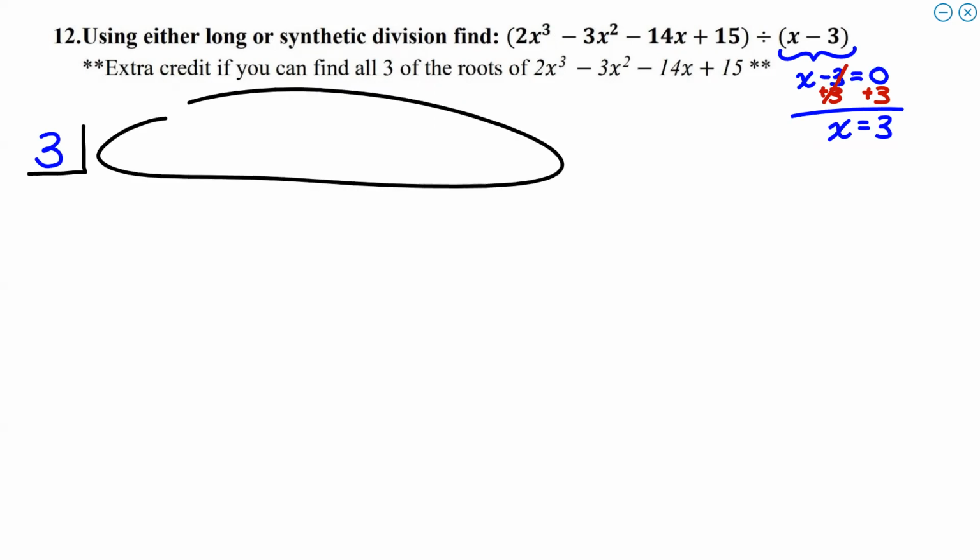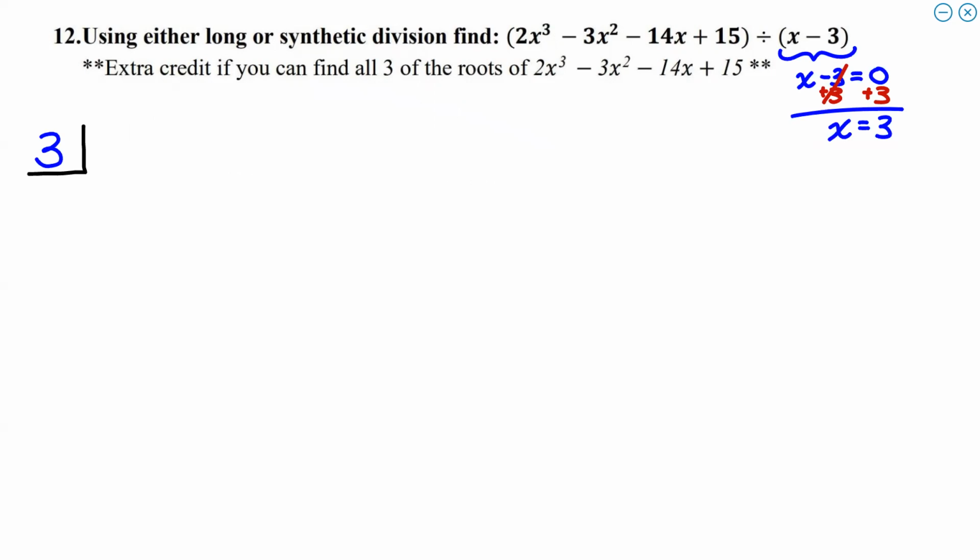So what do I write down after it? 2. And then negative 3. Negative 14. And positive 15. Equal sign with a little leg. I always like to dash them off. What do I do now? Bring the 2 down. So I have a 2 here. And then what?